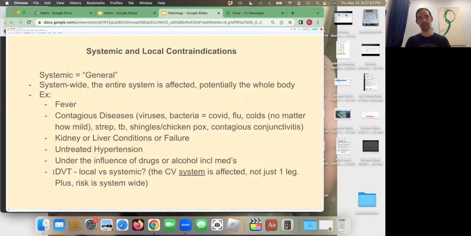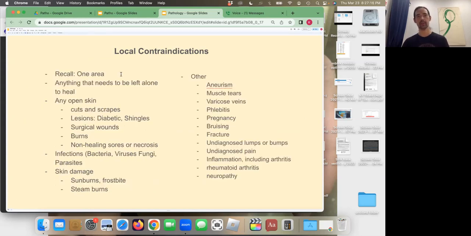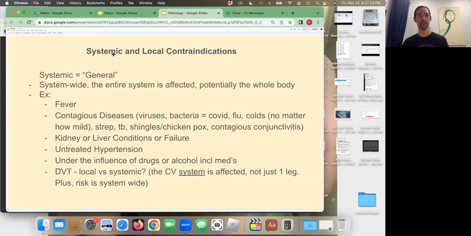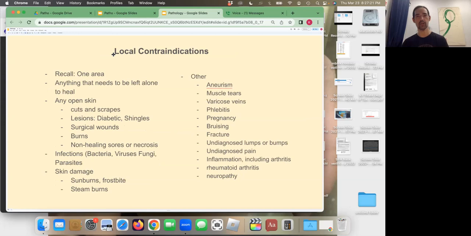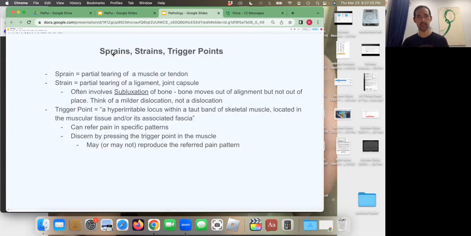All right. Deep vein thrombosis, local or systemic. The cardiovascular system is affected, not just one leg, not just one area. The risk is system-wide. We talked about that earlier. So we mentioned some of the systemic contraindications. Now we're going to go over some of the local contraindications.